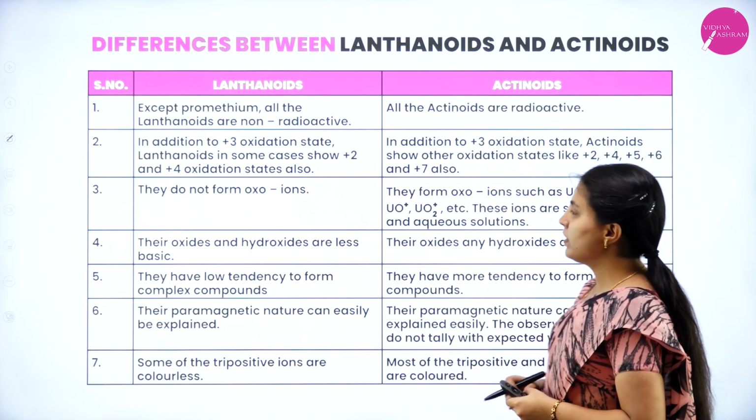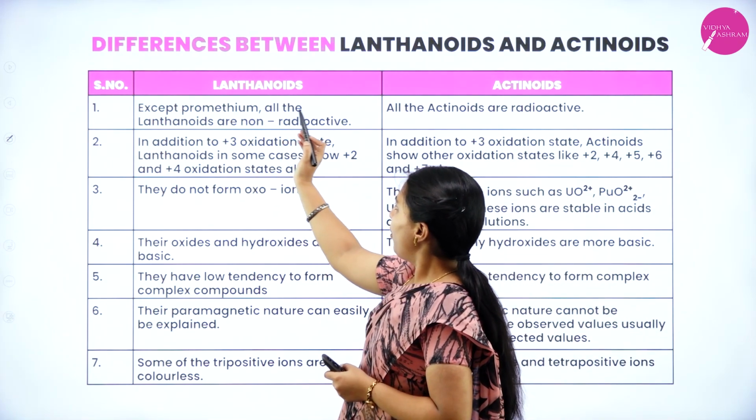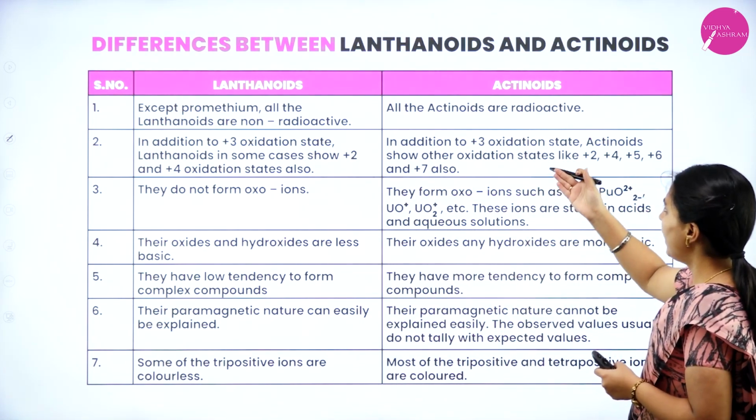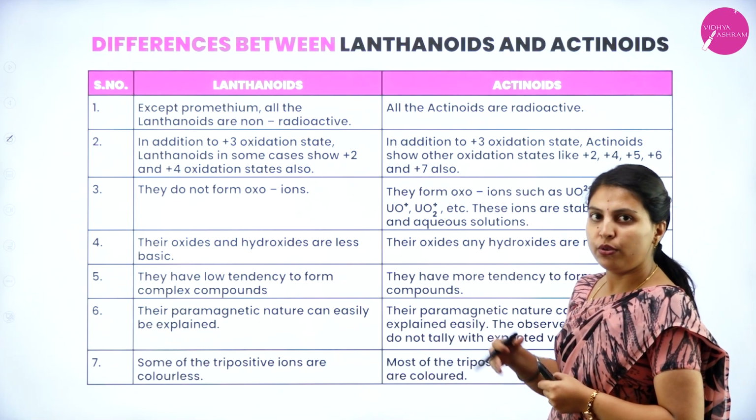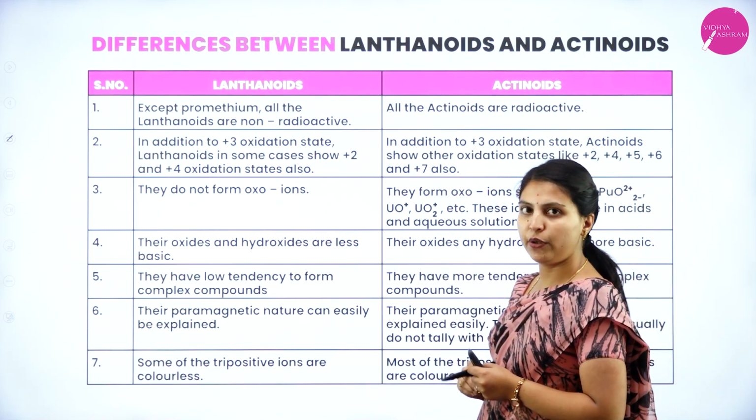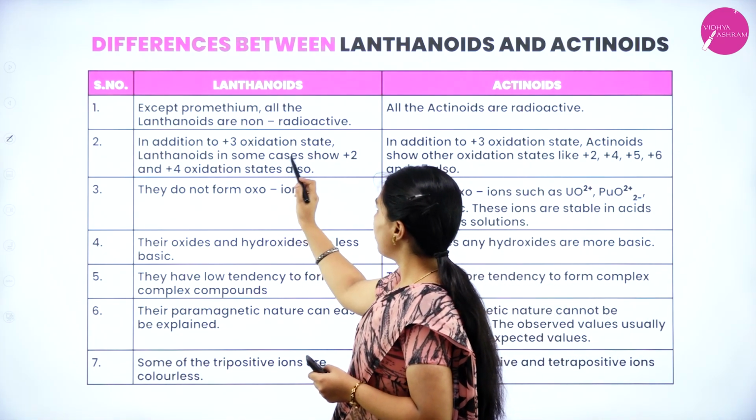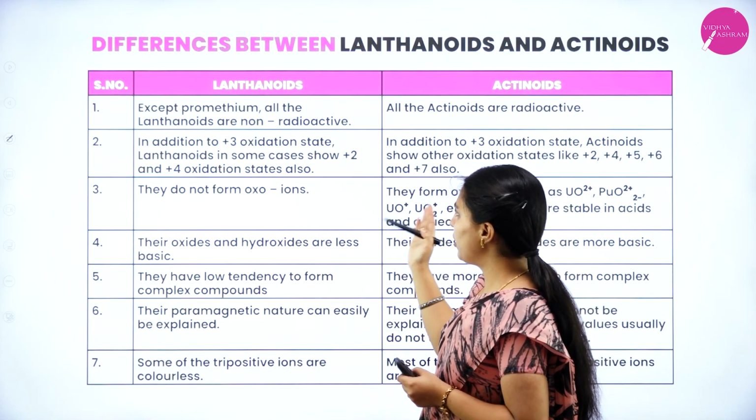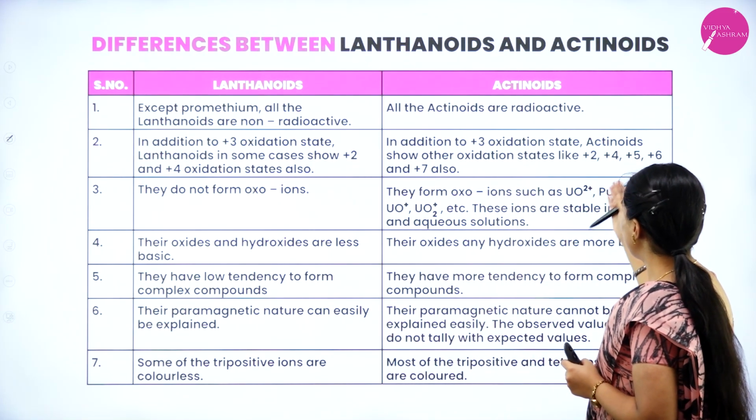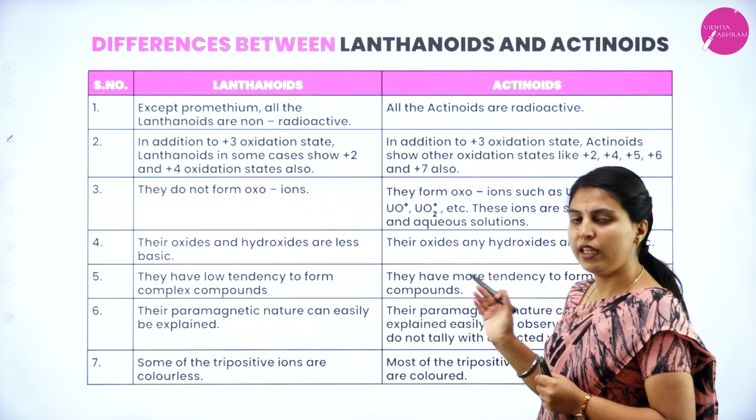Now, we will see the differences between lanthanoids and actinoids. Except promethium, all the lanthanoids are non-radioactive. Here all the actinoids are radioactive, due to their preparation by nuclear reactions. In addition to the +3 oxidation state, lanthanoids will show +2 and +4 oxidation states also. In actinoids, in addition to +3, +2, +4, the +5, +6 and up to +7 oxidation states can be seen.